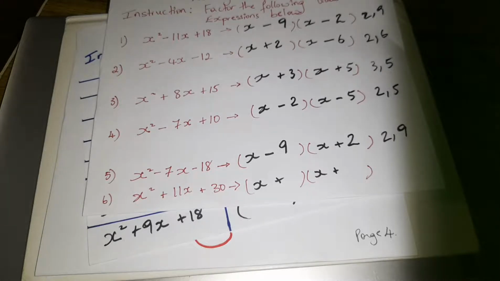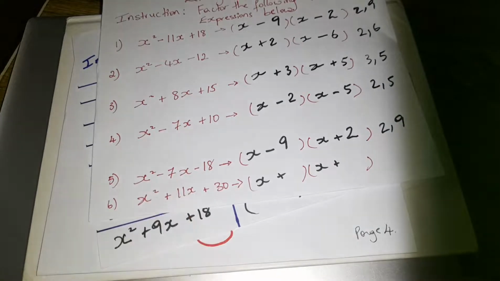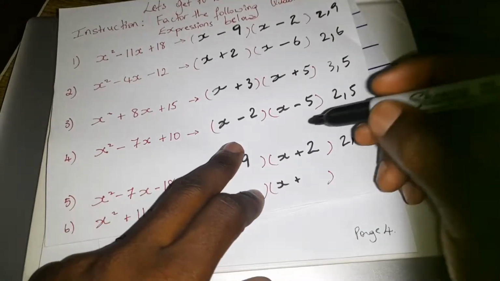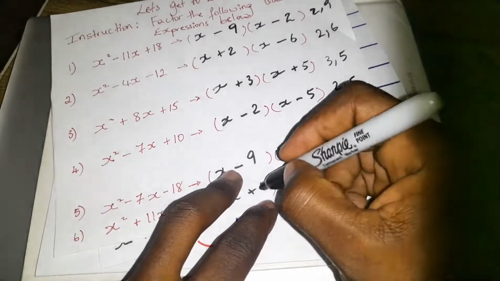Which 2 numbers, when you multiply them, you get 30, but when you add them, you get 11? Knowing your timetable, people, that looks like 6 and 5. It's a level 1. Put the numbers in anyway.